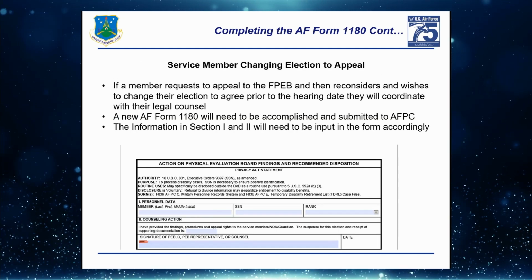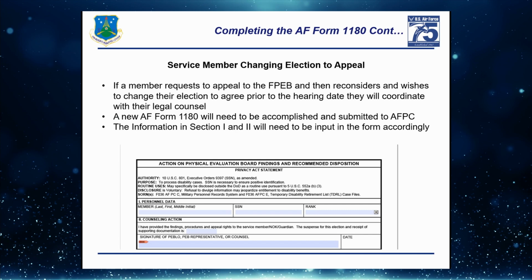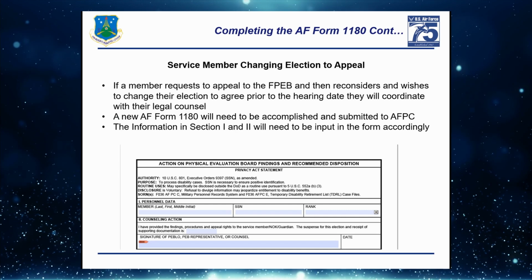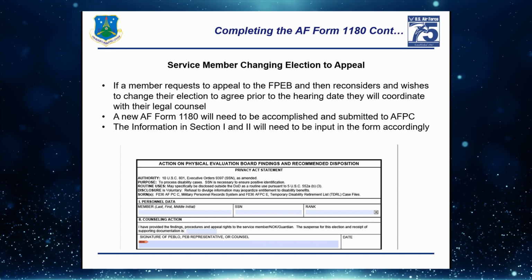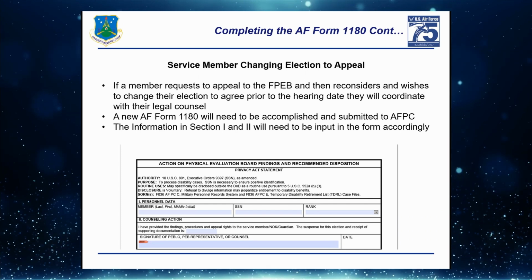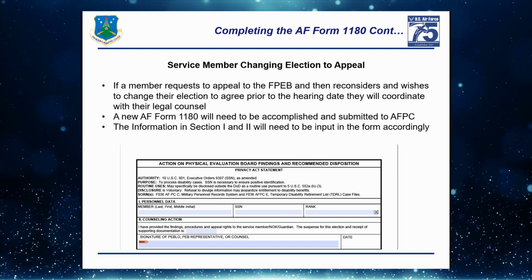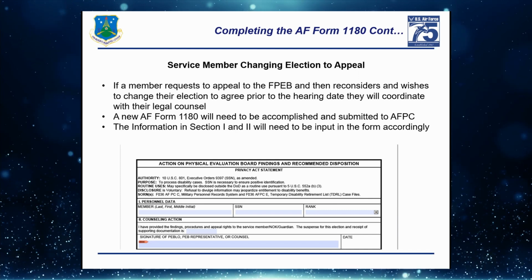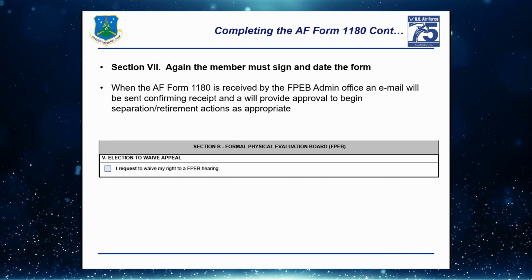So this would be if a member requests to appeal to the FPEB, they have the right to do so. If a member requests to appeal to the FPEB and reconsiders and wishes to change their election to agree prior to the hearing date, they will coordinate with their legal counsel. The new Air Force Form 1180 will need to be accomplished and submitted to AFPC. The information in Section 1 and 2 will need to be inputted in the form accordingly. And again, the member must sign and date this form.